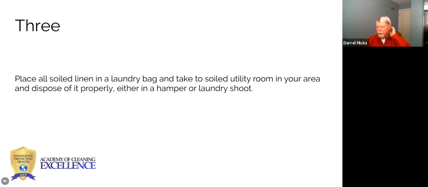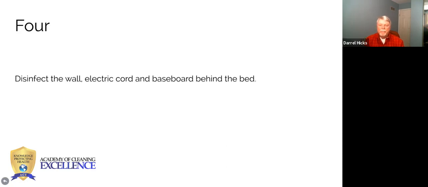So then take the soiled linen laundry bag to the soiled utility room, or if you have a hamper, place the hamper outside in the hallway, and then you take that to the soiled linen room, soiled utility room, and it either goes into a hamper or down the linen chute. This is your chance to pull the bed away from the head wall, to wipe that head wall down, and wipe the electrical cords and that baseboard behind the bed that usually is missed in that daily cleaning.